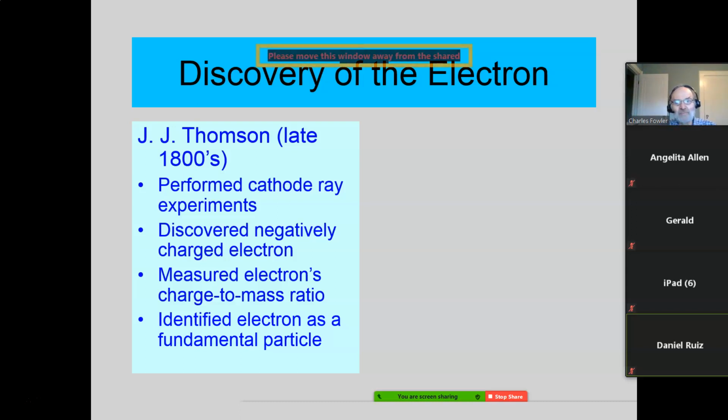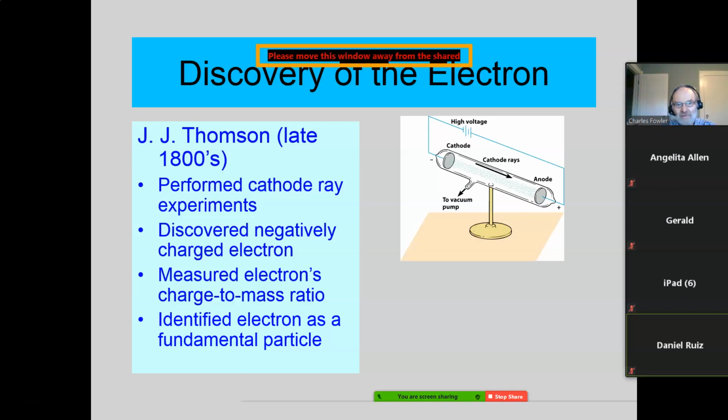Now, he performed these cathode ray experiments. Now, this is a picture of a cathode setup here. A cathode is actually the negative plate in a high voltage circuit, or any voltage circuit. That's called the cathode. The positive plate is the anode, okay? And you always have a tube.